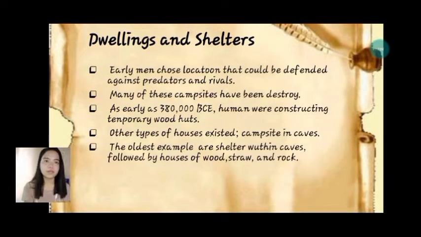So, proceed to dwelling and shelter. Early man chose locations that could be defended against predators and rivals. Pinipili daw nila yung mga kanilang lokasyon or matitirahan kung saan wala sila ng mga kaaway, kung saan madedefend nila yung kanilang sarili sa mga predators. As early as 3800 BCE, humans began constructing temporary huts. So, nagsimula na silang gumawa ng kanilang tirahan.